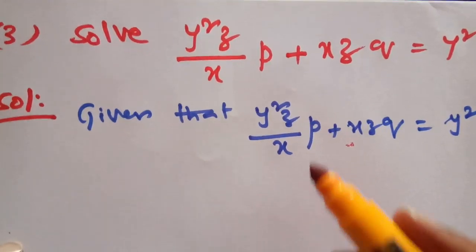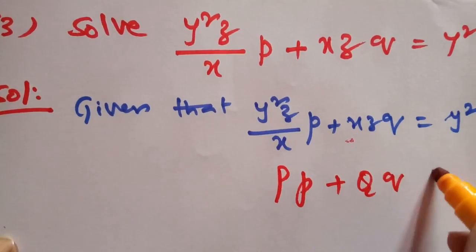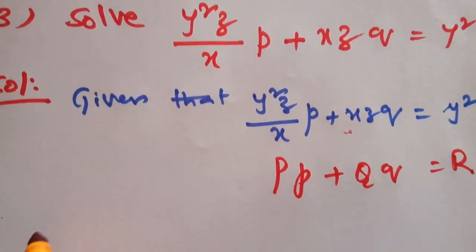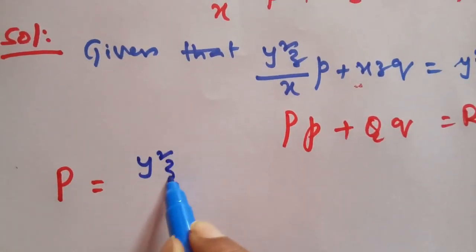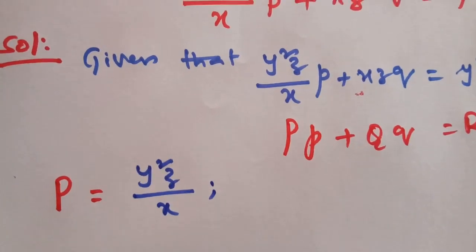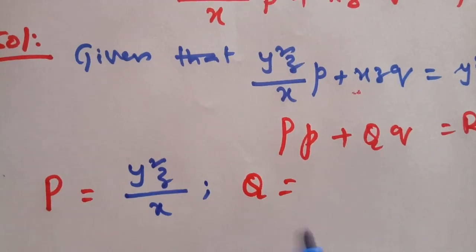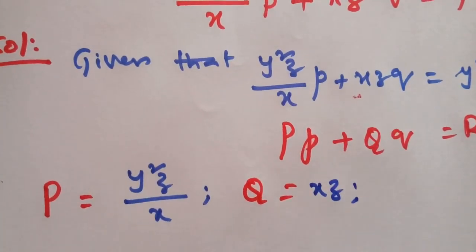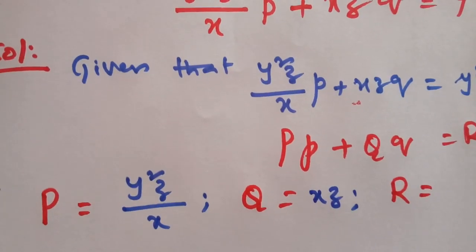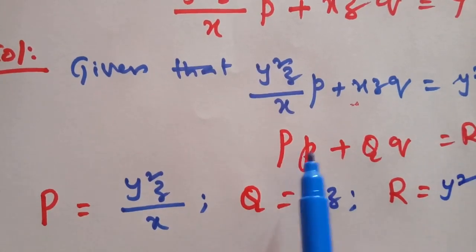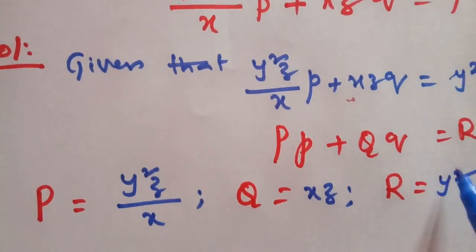This is of the form capital P small p plus capital Q small q is equal to capital R, where capital P is equal to y square z by x, capital Q is equal to xz, capital R is equal to y square. Here, in the place of P, y square z by x, in the place of Q, xz, in the place of R, y square.